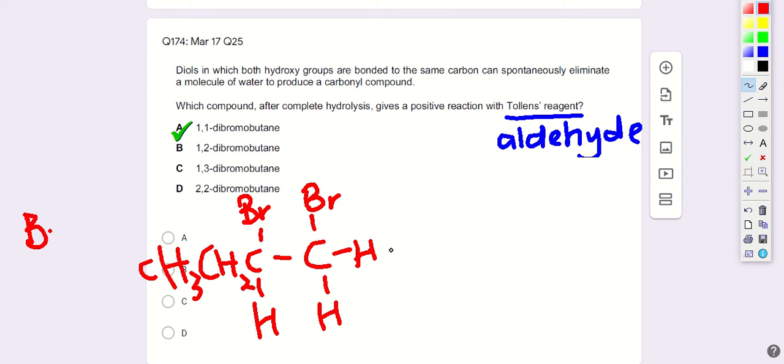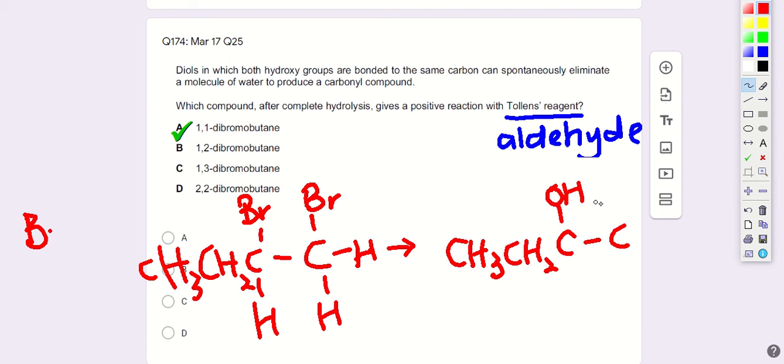Okay, hydrolysis of this compound. Can you see that the OH group will not be bonded to the same carbon. Okay, since both the hydroxy groups are not bonded to the same carbon, it won't eliminate water to form carbonyl compound. Therefore, since we don't even form a carbonyl compound, we do not have to look at whether it will give positive reaction with Tollens reagent or not. So B is not correct.